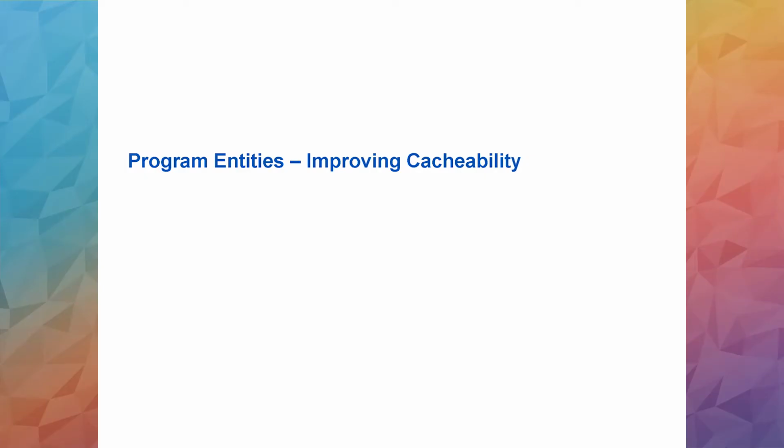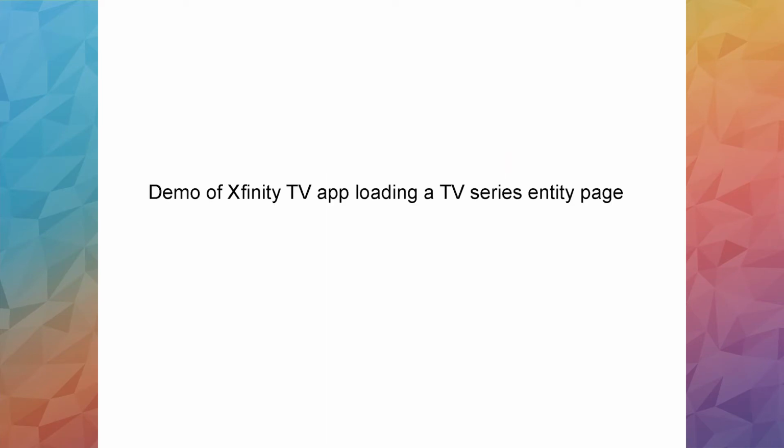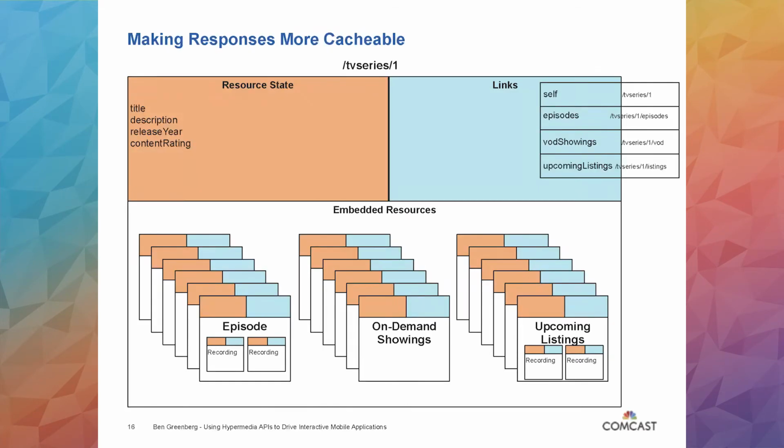So the first example is improving cacheability. Here's a little demo of our app on an iPad, and all we're doing is browsing available TV series, going with our same example as before. We found Silicon Valley, we're tapping into it, and we're loading what we call the entity screen. We're seeing all the episodes available for this show, things you can watch now. Here are the details, a little description, poster art, and then the upcoming listings, meaning things that are airing on TV in the future.